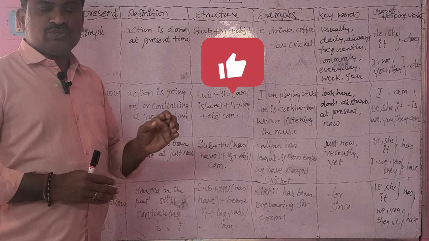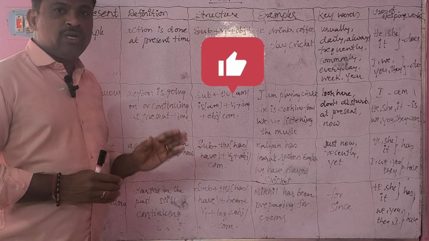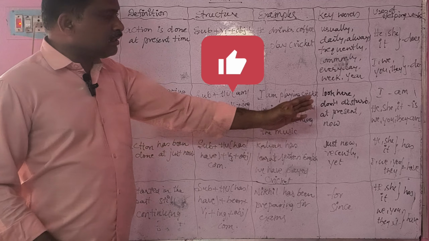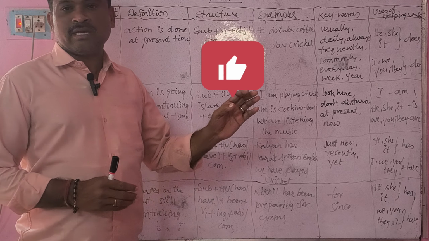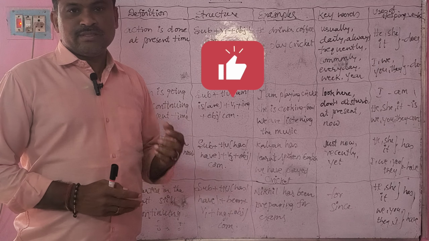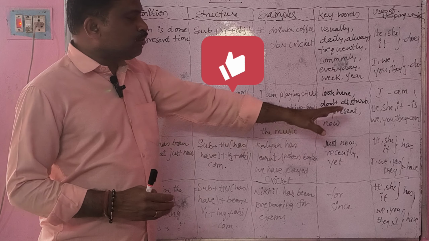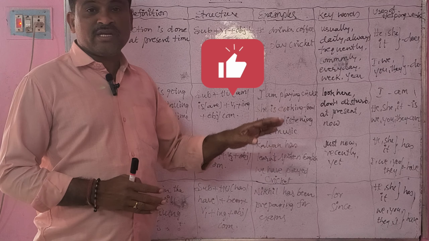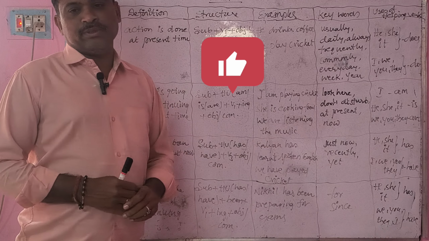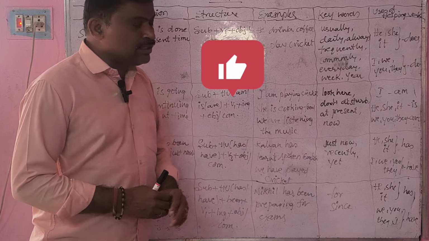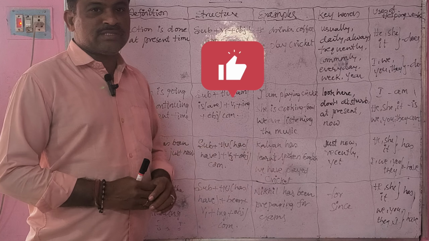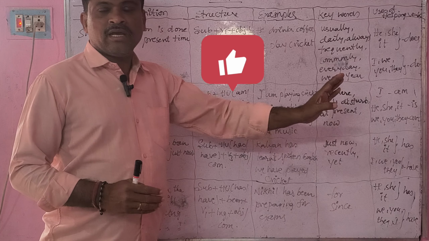Again here, the use of the helping verbs depends only on the subject. Suppose you take the subject I, we have to use am as a helping verb. And if you take the subject he, she, it, these are also singular subjects, in the present continuous tense we have to use is as a helping verb. And if you take the plural subjects, we, you, they, we have to use are as a helping verb.